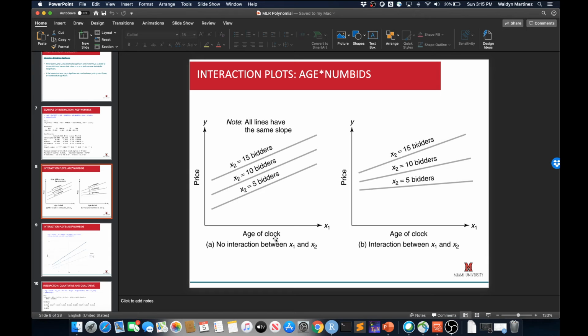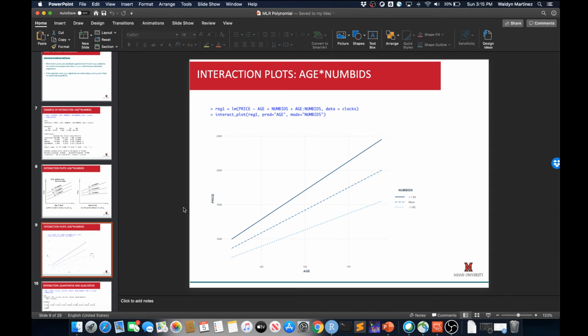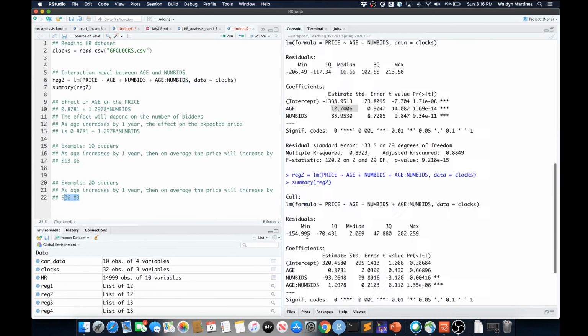But if they happen to be different, one of them seems to be steeper than the other, or they might even cross, then that is an indication that there is some sort of an interaction present. There are a few packages that help you get interaction plots. And in your notes, I present to you actually 2 different packages. One of them is the interactions package.